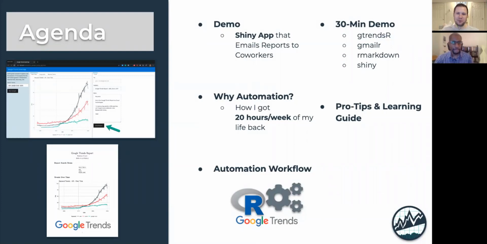So we've got a demo. We've got a Shiny app that I'm going to show you. And the Shiny app, what it does is it emails reports to coworkers. So here's a little picture of that Shiny app. And then here's a picture of the Google Trends report that it'll email as an attachment to people.